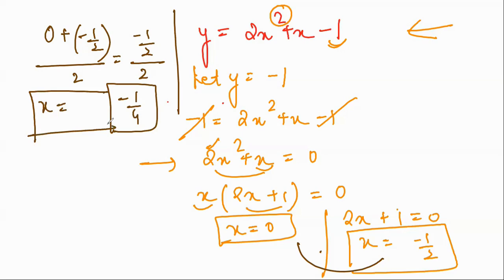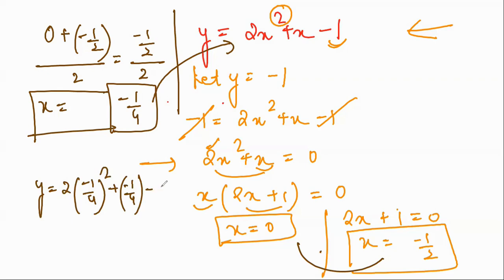After that, I will put this final x in the general equation, which is y equals 2x square plus x minus 1. Putting x as -1 by 4, when I solve this, it gives me 2 times 1 by 16, then plus -1 by 4, and minus 1. Let's sort this out. This gives you 1 by 8, minus 1 by 4, minus 1. Now, you know how to solve this one.